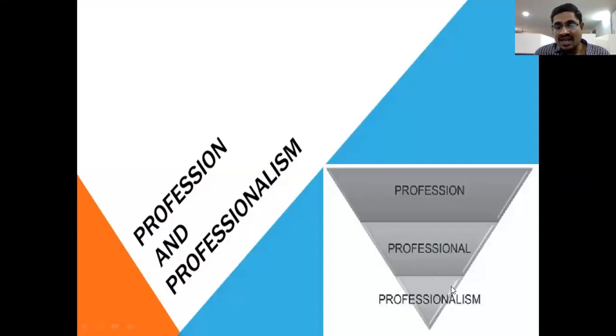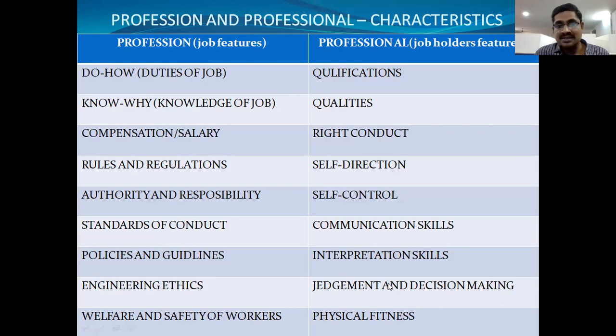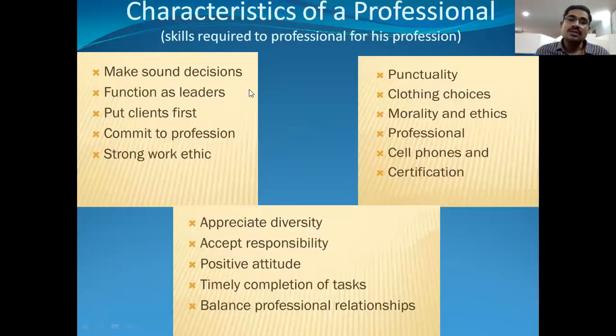Now professionalism and its characteristics, right? Characteristics of professionalism. So what are the skills? Look here, skills required of a professional for his profession, that is called professionalism. Once again, I want to repeat it. Skills required of a professional or job holder for his profession or work, that type of skills is called professionalism, right?